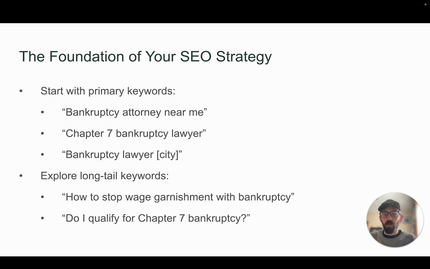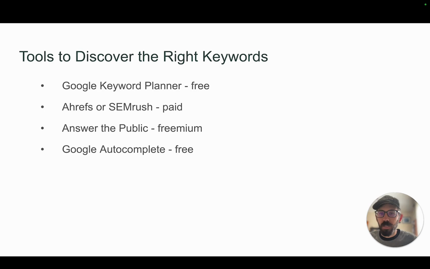Then there's going to be longer tail keywords. These are typically going to be blog posts. They could be within some of your location practice area pages. Long tail keyword examples: how to stop wage garnishment with bankruptcy. Do I qualify for chapter 7 bankruptcy? Longer terms, someone who's researching typically, but they're going to be helpful to build topical authority and potentially to grab a few clients off of that.